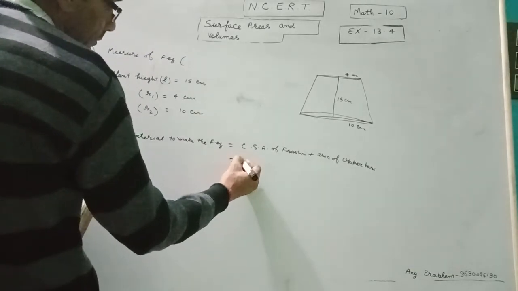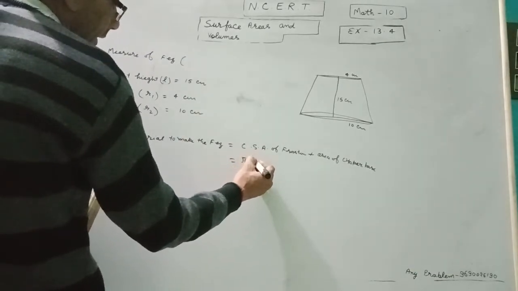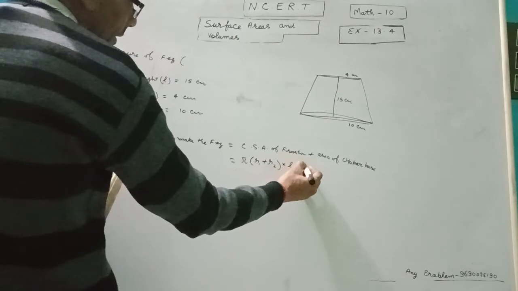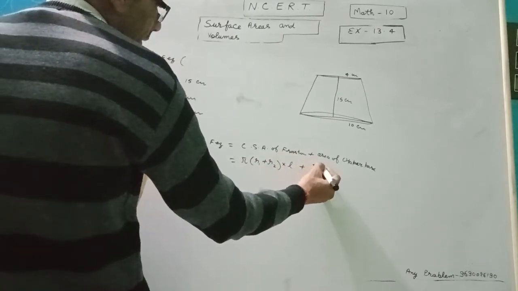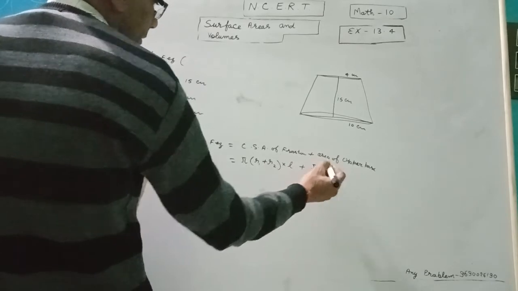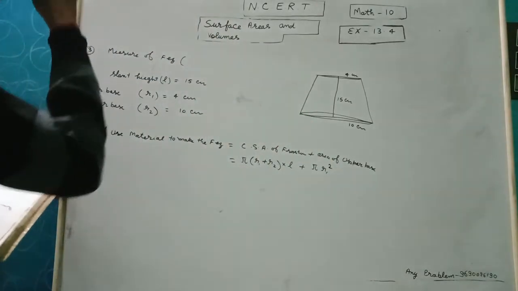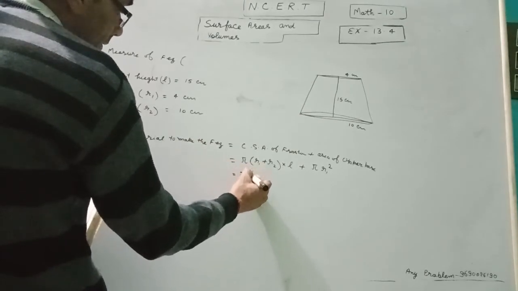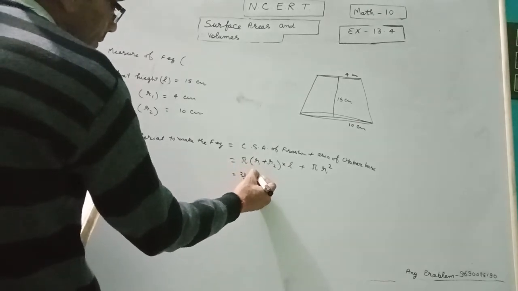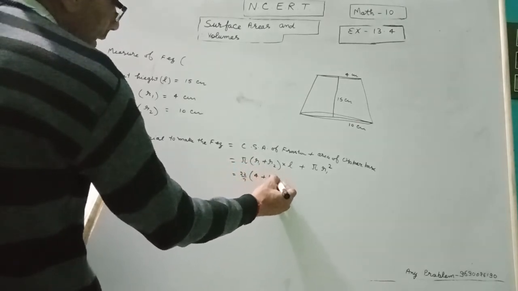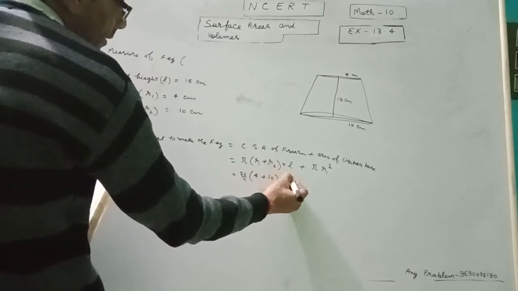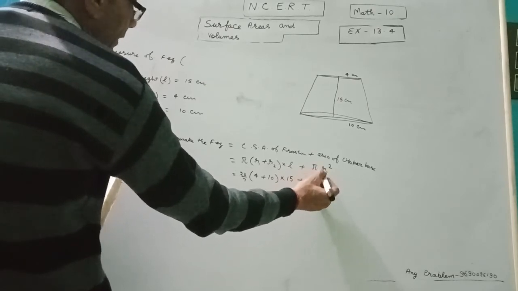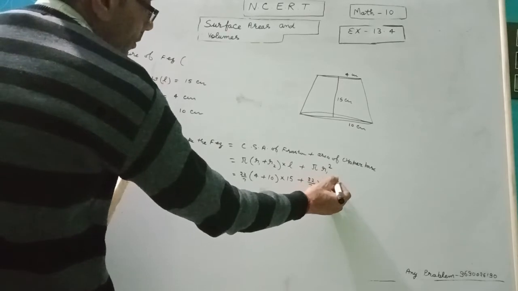CSA will be pi bracket R1 plus R2 into L plus pi R1 square. Put the values. Pi is 22/7, R1 value is 4, R2 value is 10, L value is 15.